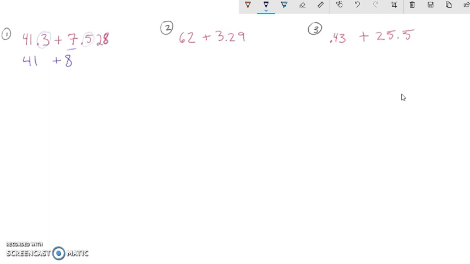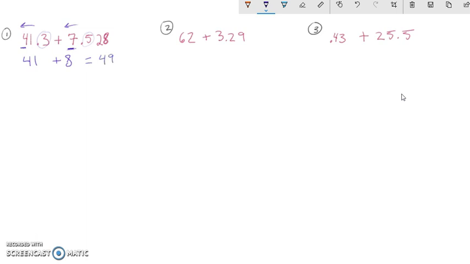I just want to explain the type of estimating I'm doing. I'm going to call it front end estimating, which is when I look at the number all the way at the front, or the place value farthest to the left. So you see I rounded to the tens place here and the ones place here, just to explain why I rounded it like I did. So my estimate will be 49. So my actual answer should be closer to 49.